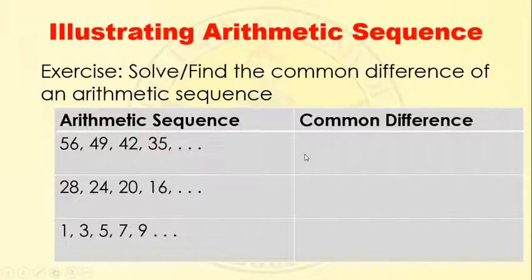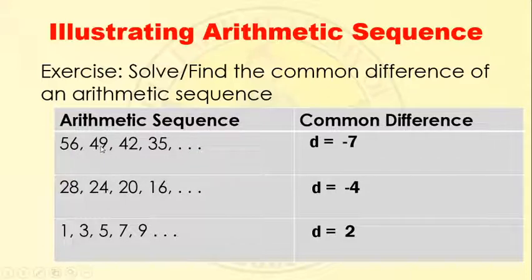For the first sequence, we have negative 7. For the second sequence, we have negative 4. And for the third sequence, we have 2. Bakit po siya negative 7? 49 minus 56 is equal to negative 7. Hindi po pwedeng isubtract si 56 kay 49, kasi mali po yung process.